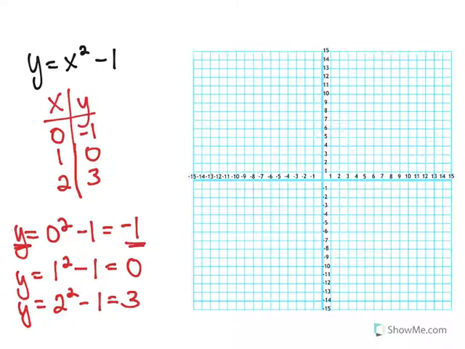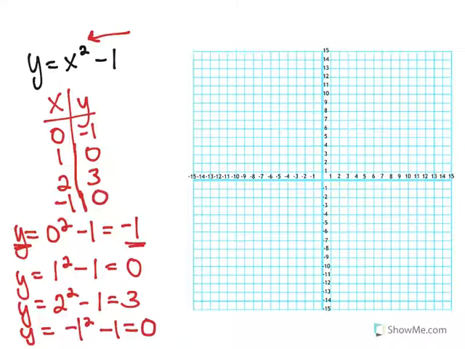Alright, typically when you're doing a problem that is nonlinear, so in this case something that's x squared, you also want to pick a negative value. So here I'm going to go ahead and pick negative 1 as well. Make my t-chart a little bit longer, and we're going to plug in negative 1 for x: negative 1 squared minus 1 equals negative 1 times negative 1 is positive 1, minus 1 equals 0.